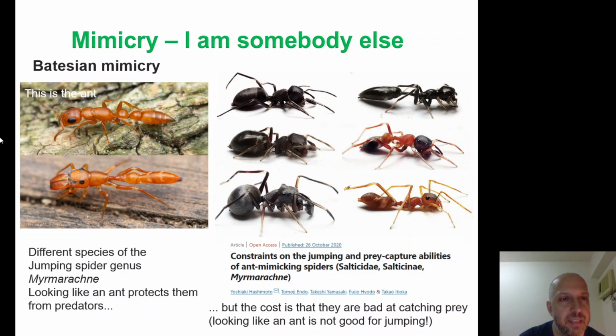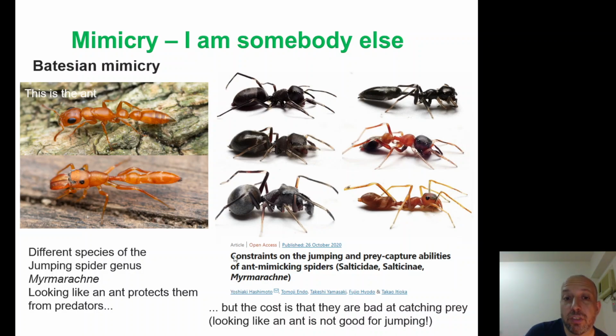Another case: there are some spiders, for example, which are looking like ants. So this is a jumping spider, actually, called Myrmarachne, and it's looking like an ant, and this protects them from predators because ants are dangerous things, like nobody eats them that much. There are some other cases, so this is a spider, this is also a spider, this is also a spider. I think all of them are actually spiders, right? So this looks like ants, but actually it's not.